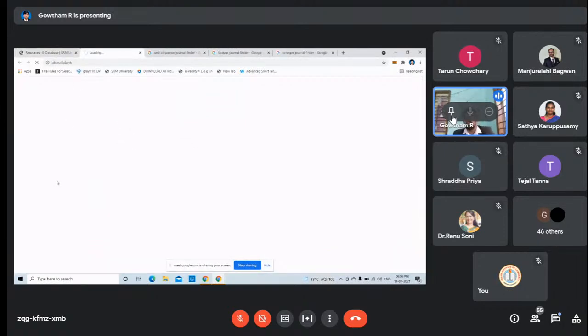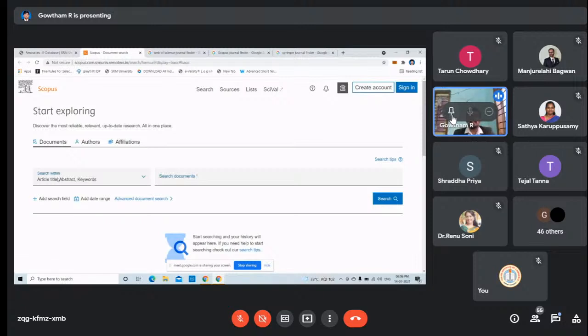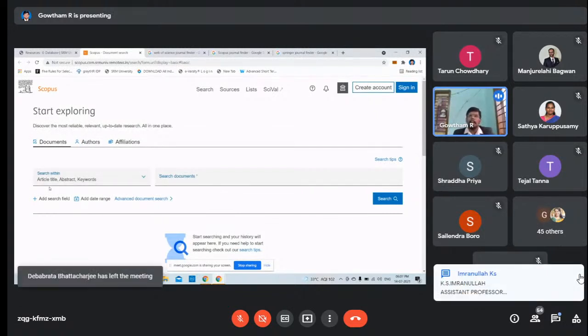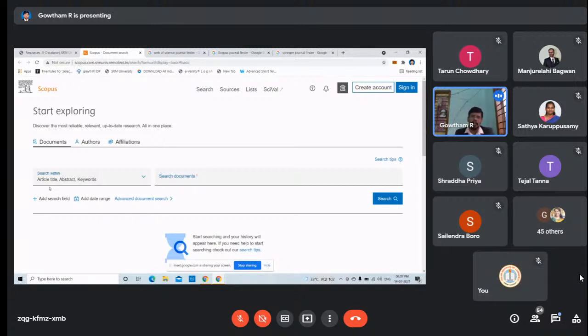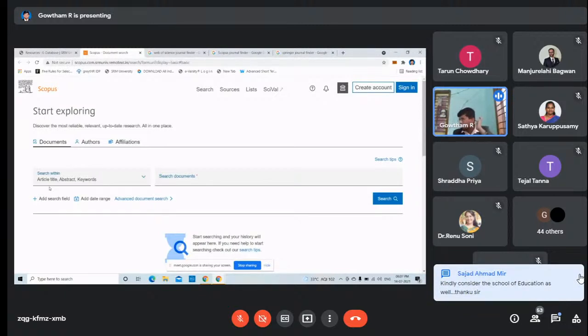The first thing I'm going to show you is how to search for a journal. Especially we are all people from the commerce and management domain, so how to search for our journals? There are different databases and publishers offering a wide range of journals, especially in the commerce and management category. At an international level, most publishers or databases won't have a specific discipline called commerce. They won't use the term commerce.